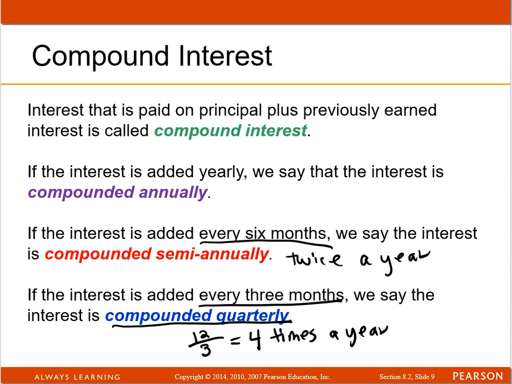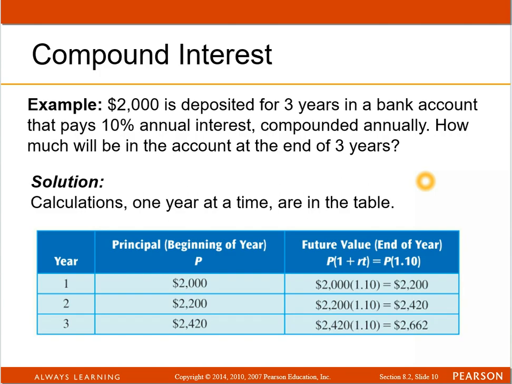And then the next slide just kind of shows you how it works, but don't worry, you will not have to be filling out any tables like this. Let's say you got $2,000. You deposit it into a bank account for 3 years. The bank account pays 10% interest and it's compounded annually. How much will be in the account at the end of the 3 years? Since it's done annually and it's there for 3 years, they will calculate the interest 3 times. Once at the end of the first year, once at the end of the second year, and once at the end of the third year.